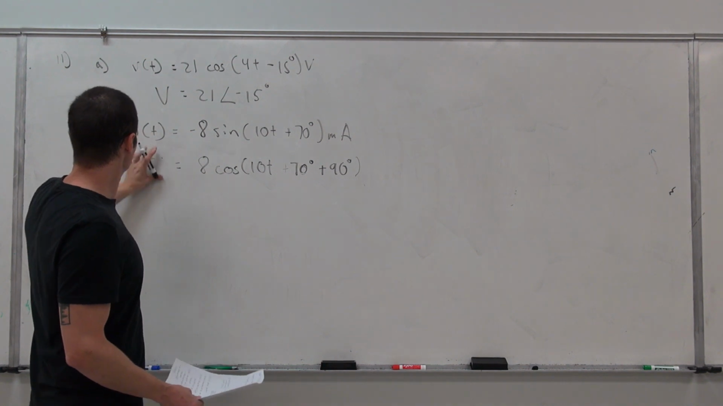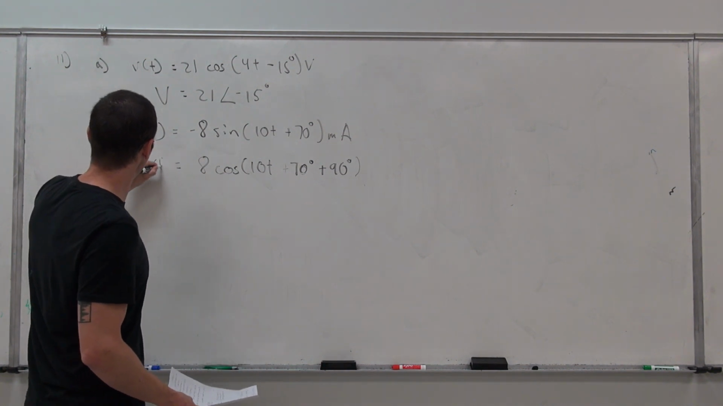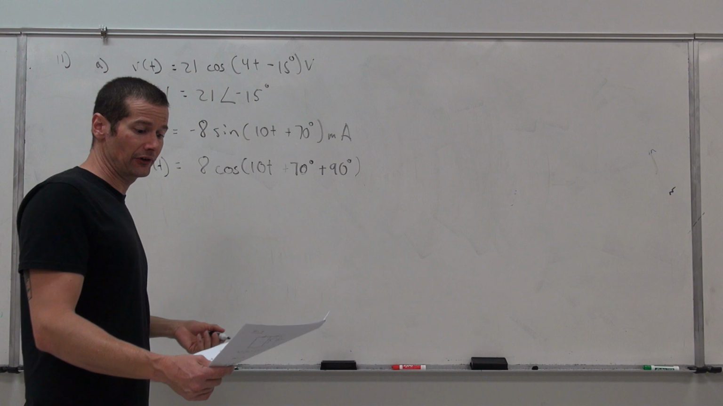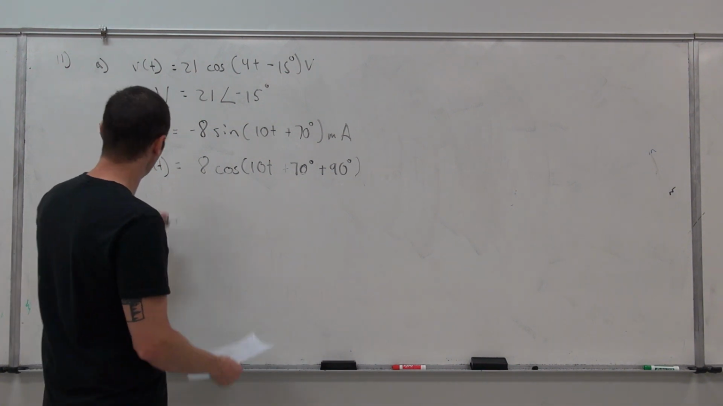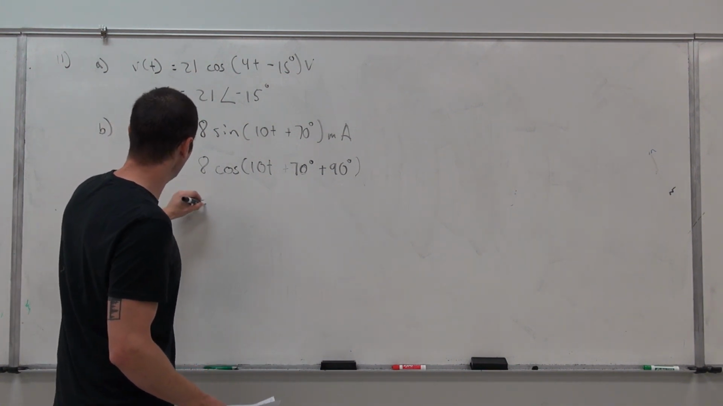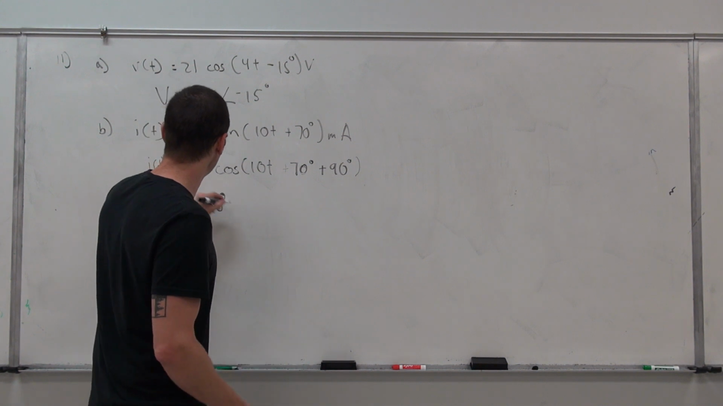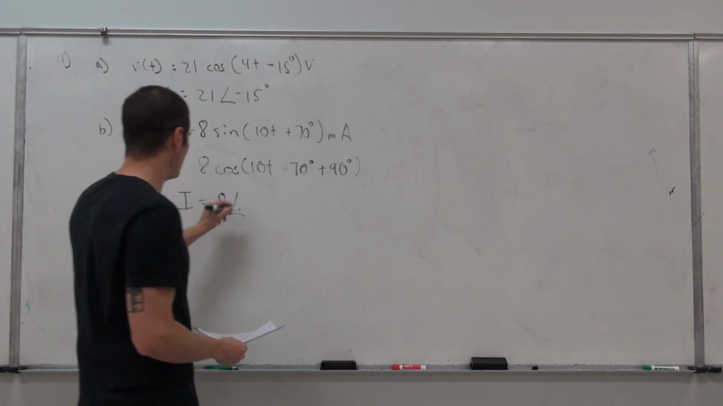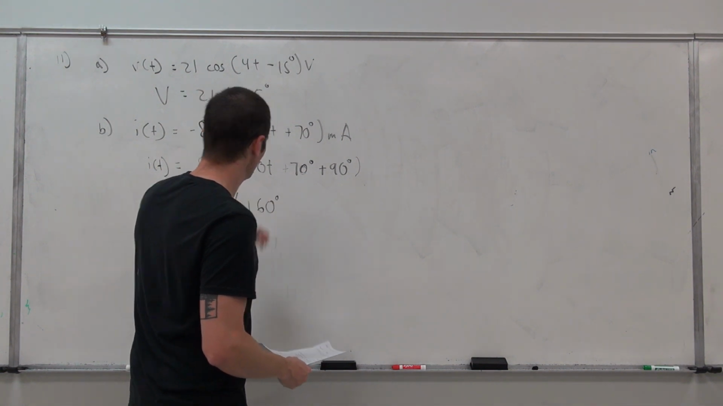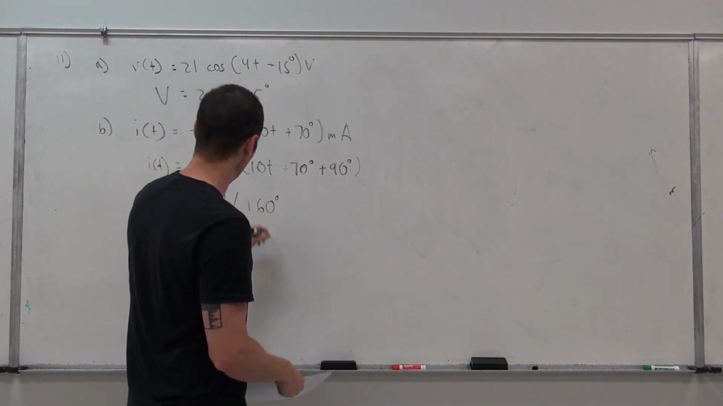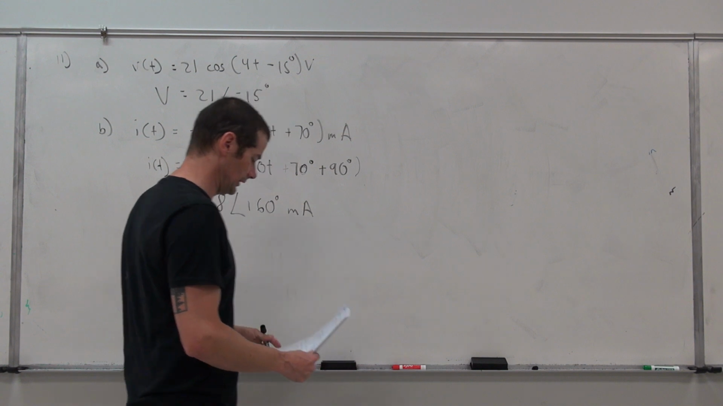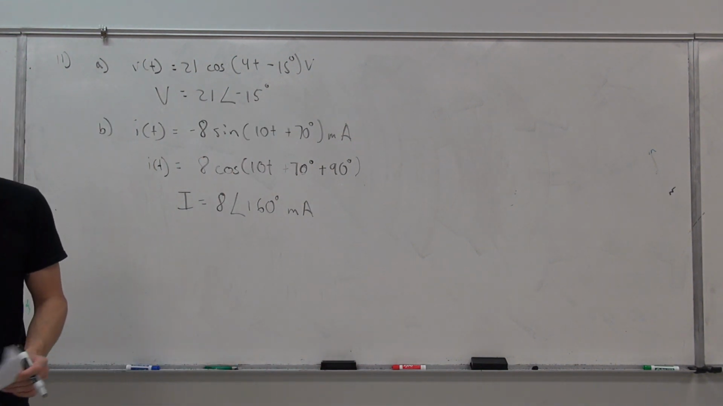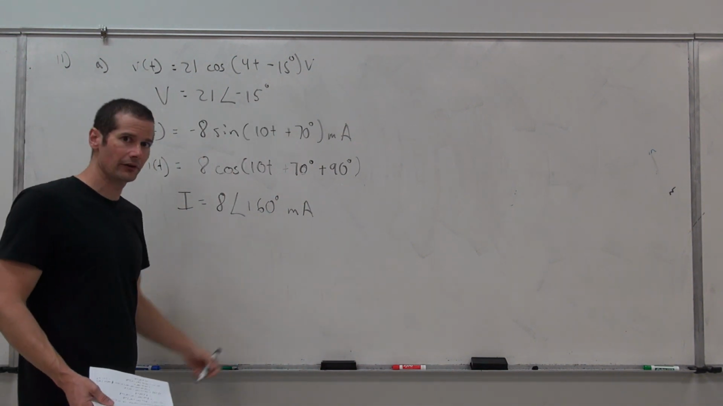Oh man, that's still I of t. So now to convert this into its phasor equivalent, capital I is equal to 8, and then we just add 70 and 90 together, and that is positive 160 degrees milliamps. Okay, positive 160 degrees.